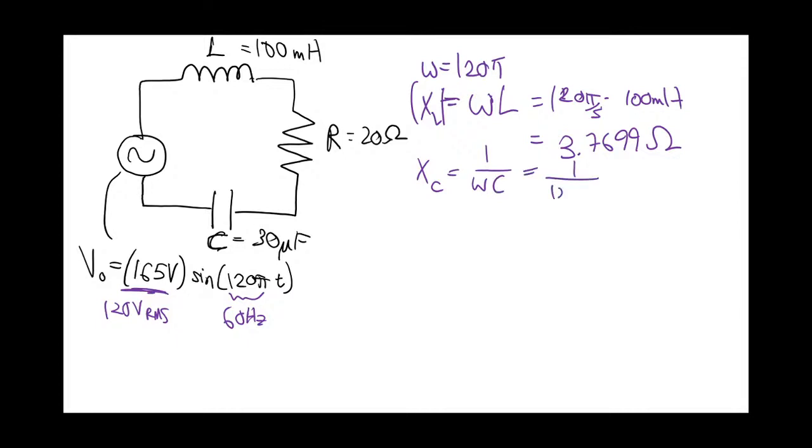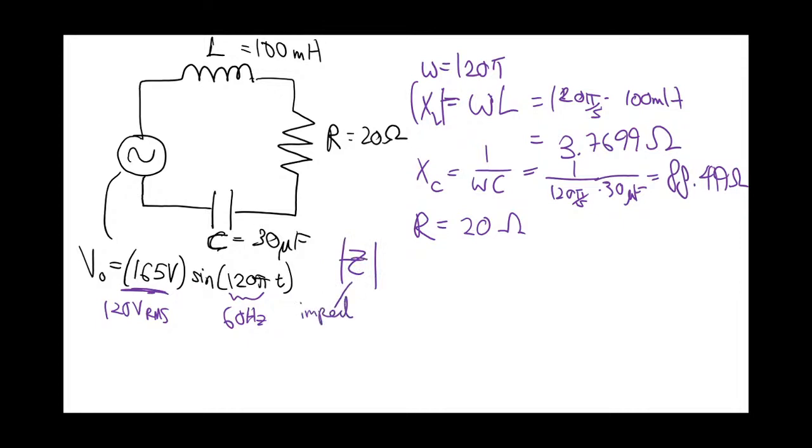For XC, one over omega C, 1 over 120 pi times 30 microfarads, is 88.419 ohms. And then your resistance is just 20 ohms. Your Z, which is your overall impedance, is basically your resistance plus your reactance combined. But we can't just simply add them because one works with sine functions, one works with cosine functions. So we kind of have to add them like Pythagoras.